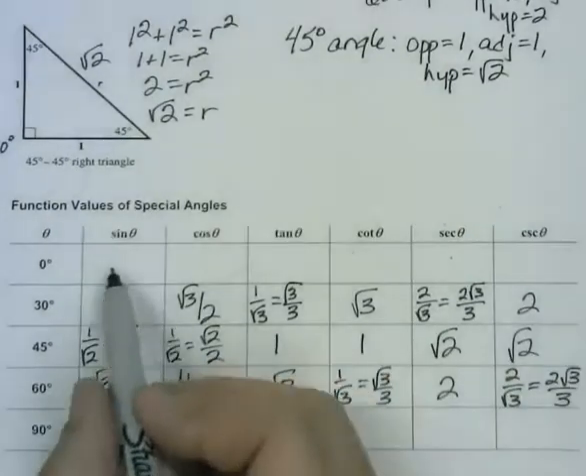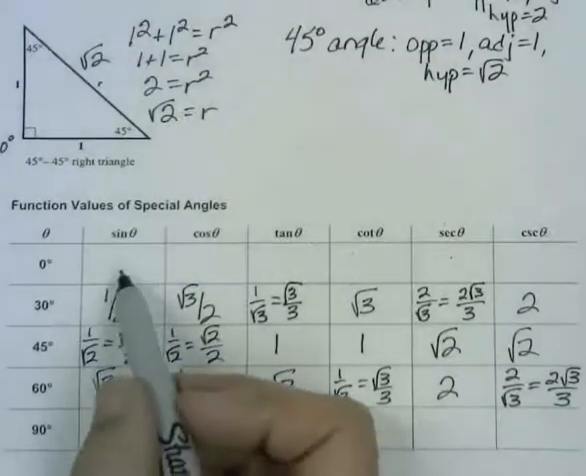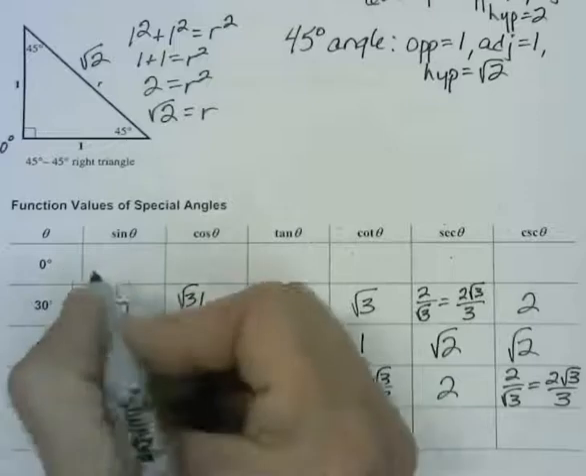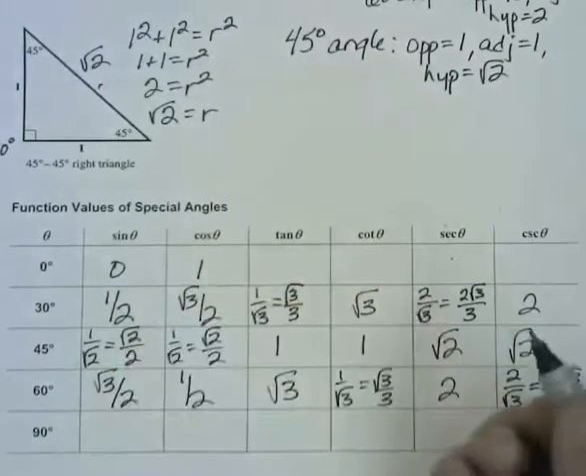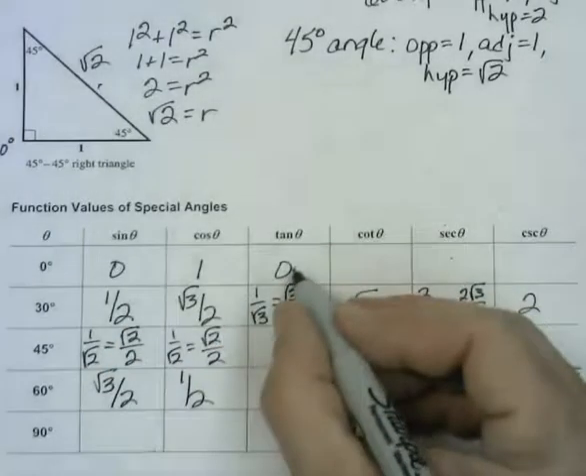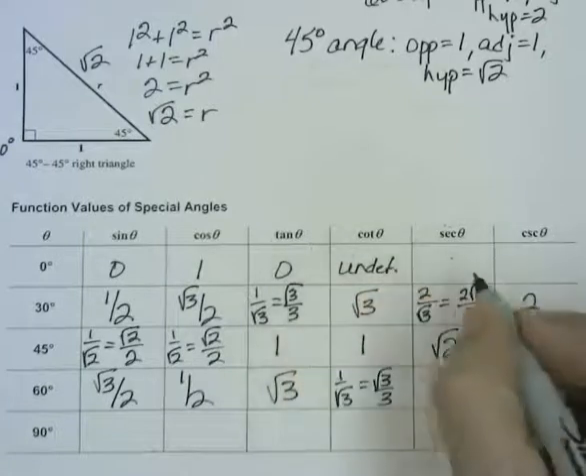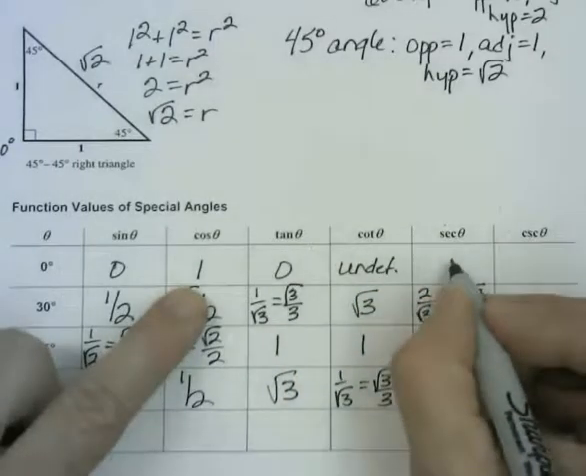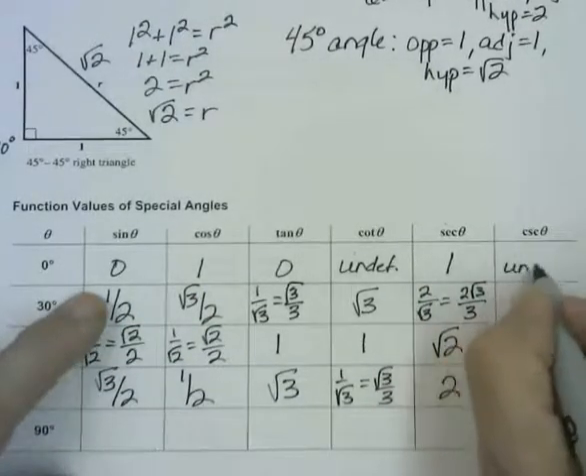Now to finish this table, we also have the 0 degrees and the 90 degrees. These ones are the quadrantal angles. So at 0 degrees, sine is 0, cosine is 1. Tangent is sine over cosine, so that's 0. Cotangent would be 1 over 0, so that's undefined. Secant would be the reciprocal of cosine, so that's 1. Cosecant is the reciprocal of sine, so that's undefined.